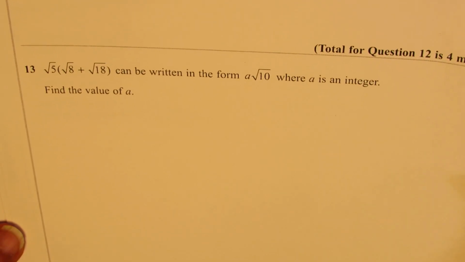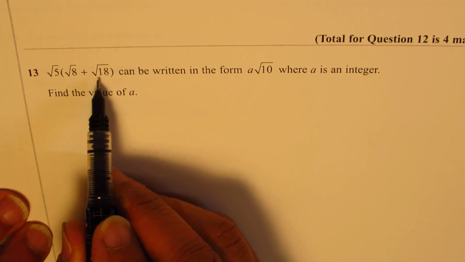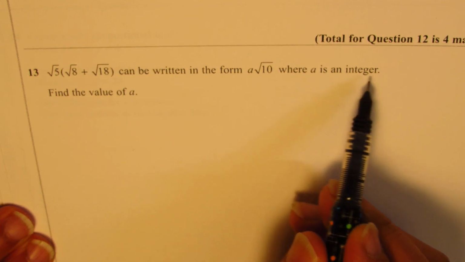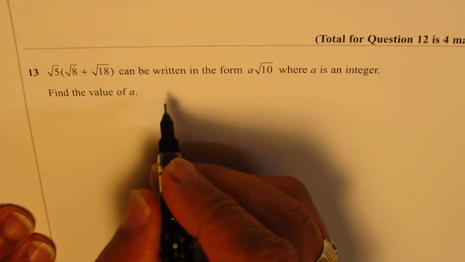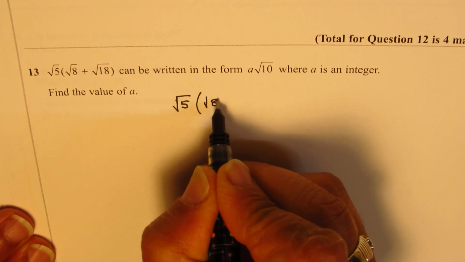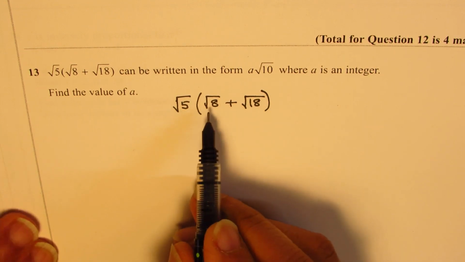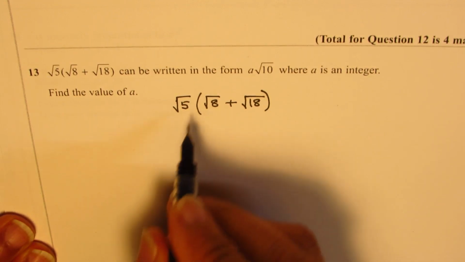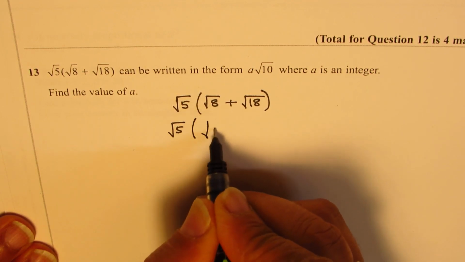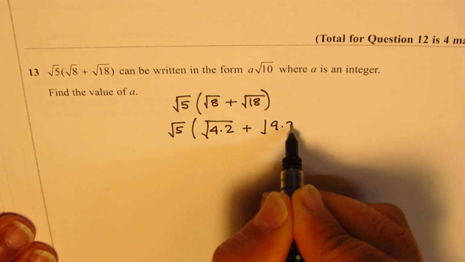Question number 13 is: square root of 5 times (square root of 8 plus square root of 18) can be written in the form a square root 10, where a is an integer. Find the value of a. Okay, so we could write this as square root of 5 times (square root of 8 plus square root of 18). Now 8 can be written as 4 times 2, right? So we could write this as square root of 5 times (square root of 4 times 2 plus square root of 18, which can be written as 9 times 2).